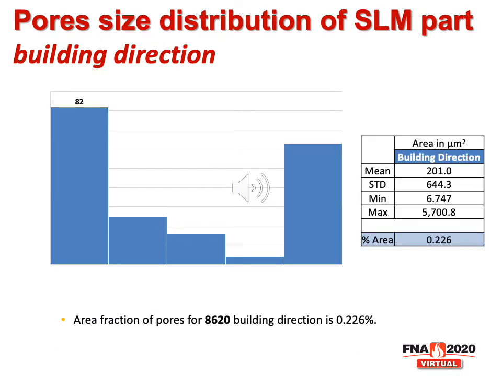As we mentioned, ImageJ was used to count the area of the porosities. This slide shows the pore size distribution, and we also calculated the percentage area fraction of pores based on this size distribution. You can see the area fraction of pores on the building direction is about 0.2%. It's not too much. Actually, the density of this selective laser melted part is very high.